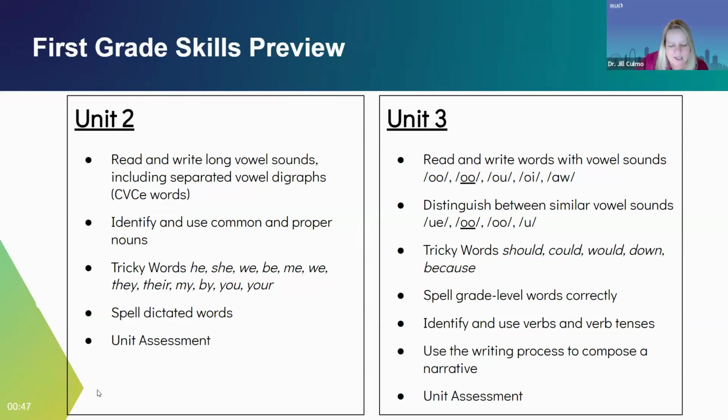In Skills 3, students are introduced to 5 vowel sounds and the most common spelling for each sound, 5 new tricky words, which are shown on the screen, and the tricky spelling of double O. Grammar exercises focus on identifying verbs and verb tenses, regular, present, past, and future. Students begin formal instruction on the writing process with a focus on narrative writing.